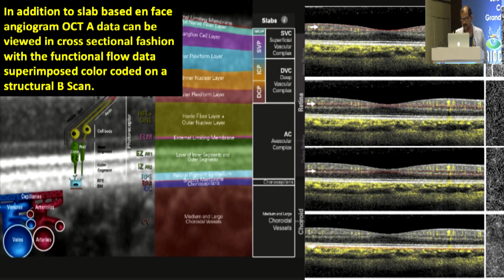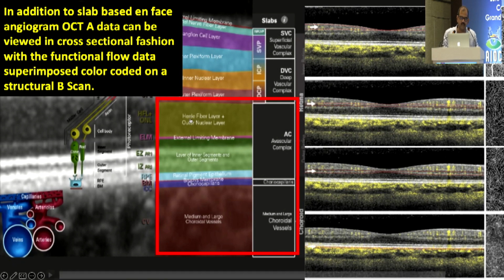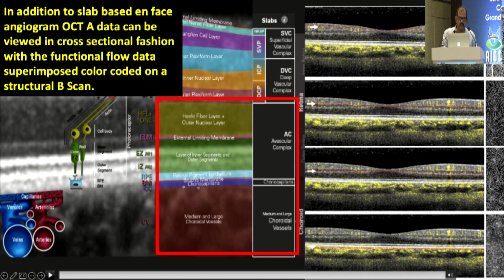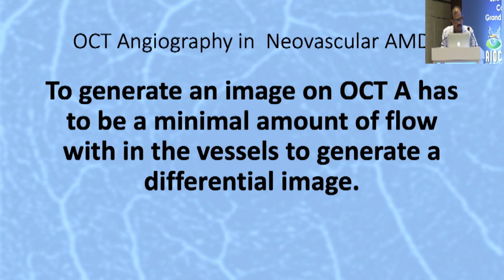These are the pictures of the Heidelberg machine. This is the area where we focus in an age-related macular degeneration patient. This is the avascular complex, this is the choriocapillaris, and this is the choroidal area. So this is the area where most of the activity in age-related macular degeneration occurs. To generate an image on OCT angiography, there has to be a minimal amount of flow within the vessels to create a differential image. If there is no flow, the OCT angiography will not create an image, and this is very important in detection of choroidal neovascular membrane.